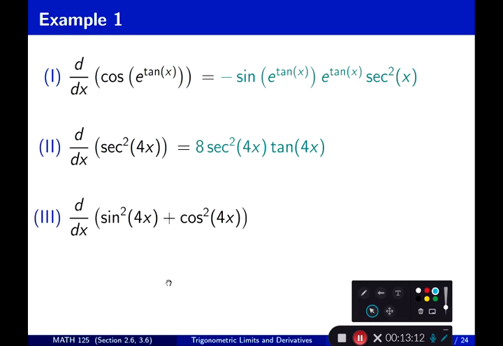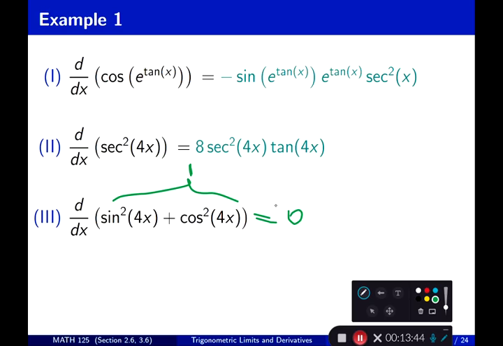Now the next step, find the derivative of sine squared 4x plus cosine squared 4x. This one is very easy. I don't need to do the chain rule. Why? Because I know that sine squared of an angle plus cosine squared of the same angle is equal to 1. And so the derivative of 1 is equal to 0.